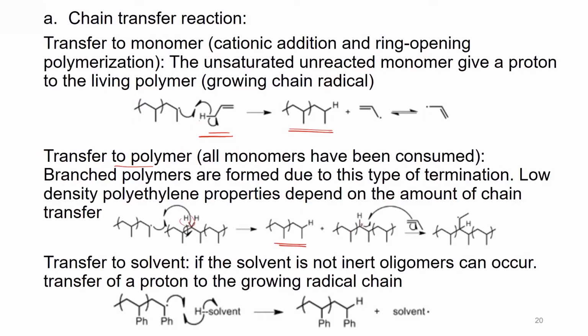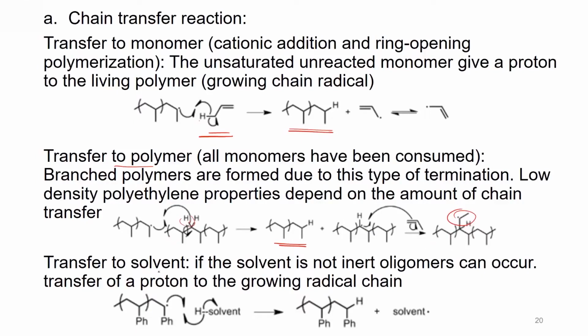And because it will miss one electron, it will react with another monomer and form a branched chain. This is very important when we try to form what we call polyethylene polymers, because the polyethylene density will depend on the amount of chain transfer that happens, because you will have these side chains.